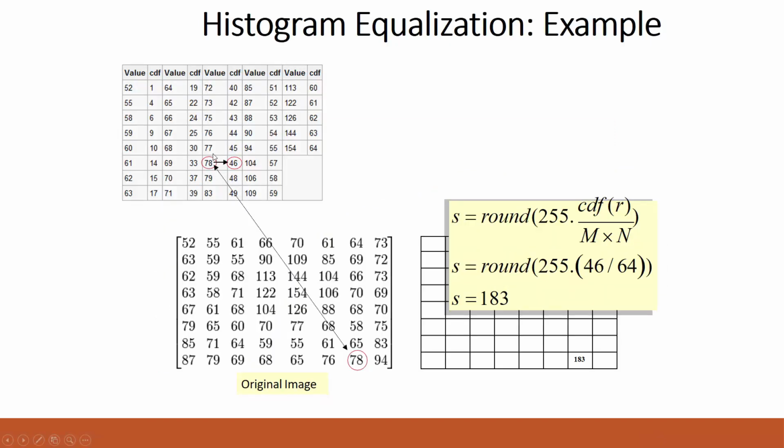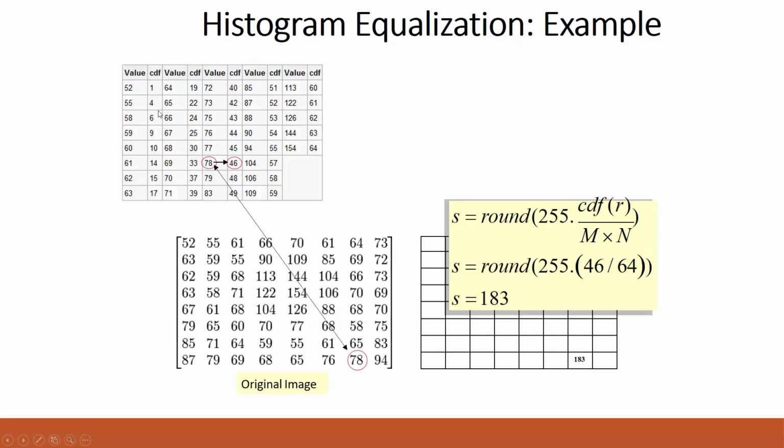Now, as you can see in this figure, in the original or input image, the value 78 is going to be replaced by 183. How? For 78, the cumulative sum is 46 and the maximum intensity is 255. So 255 multiplied by this cumulative sum, or running sum, 46, divided by the total number of pixels. Then we are going to round that off. So it comes out to be 83.